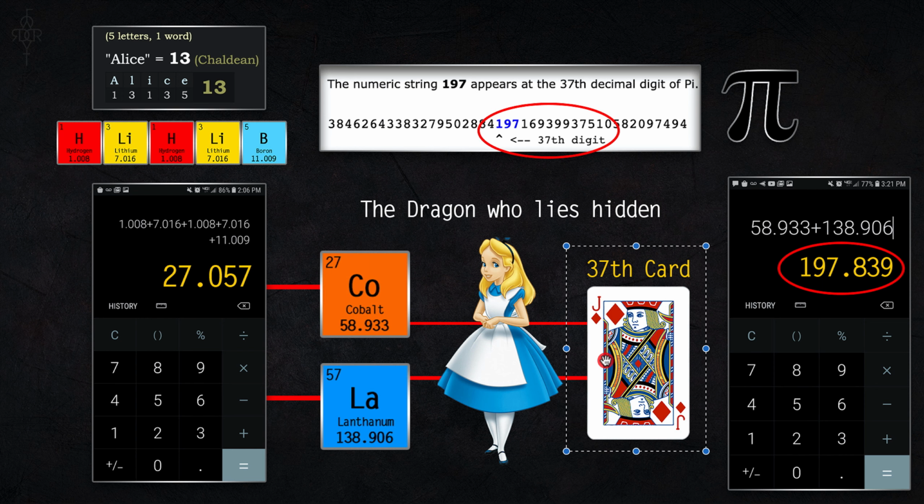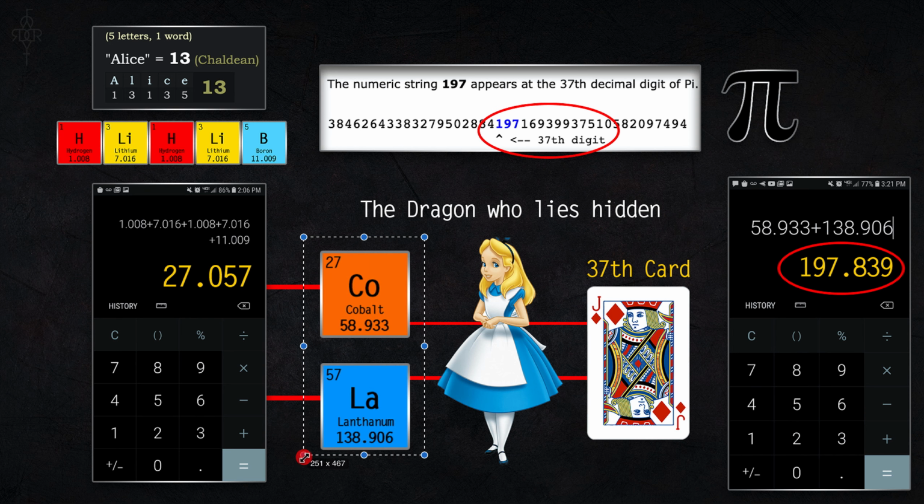Do you realize this is the birth card of the United States of America? July 4th, 7/4, 74, tungsten illumination, Jack in the Box, Alice in Wonderland, the dragon who lies hidden. She fights the dragon in the book and the movie.